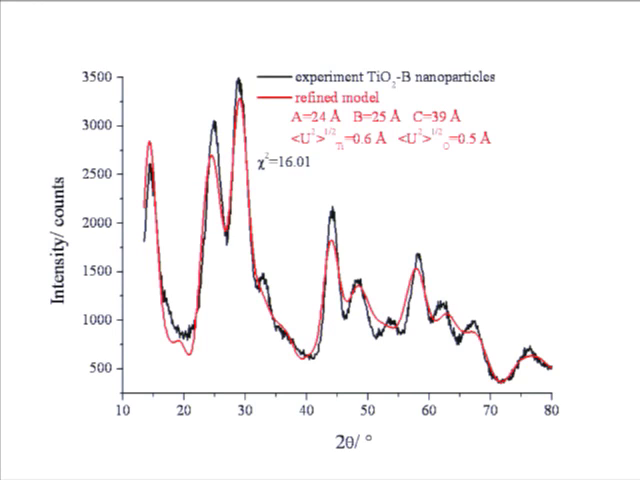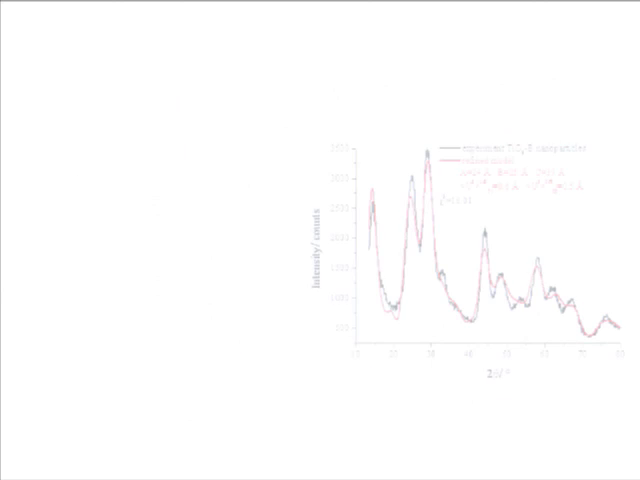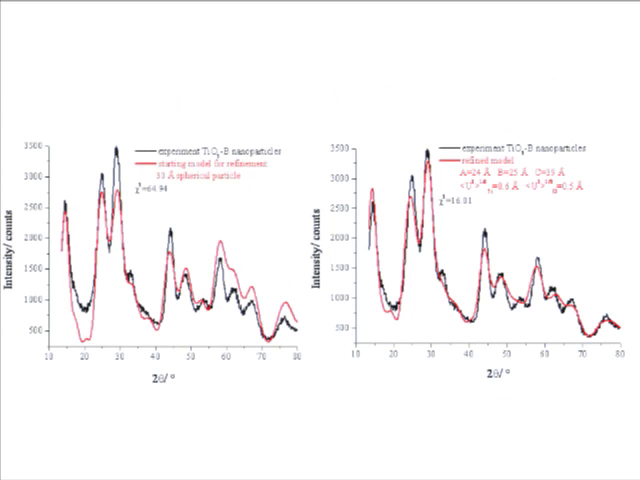Obviously, it deviated from the original idea that all the particles were spherical and 30 angstroms in diameter. So along C it's almost 40 and about 25 in the other two directions. The amplitude of the mean square displacement was about 0.5 for both titanium and oxygen, and the chi-squared became 4 times less than it was initially. So this is just a comparison side by side.